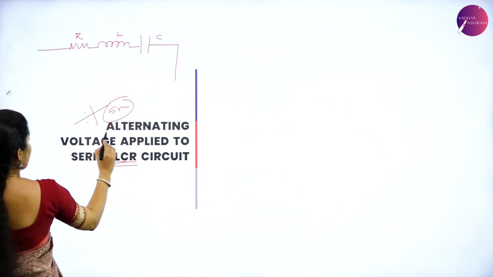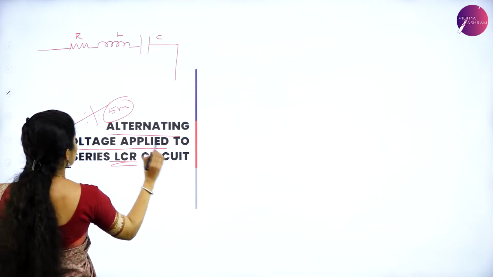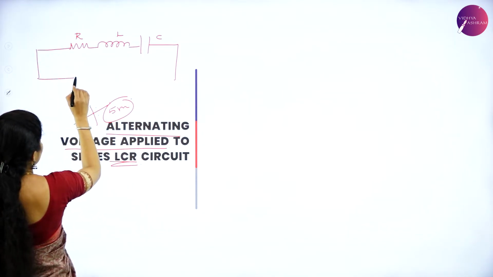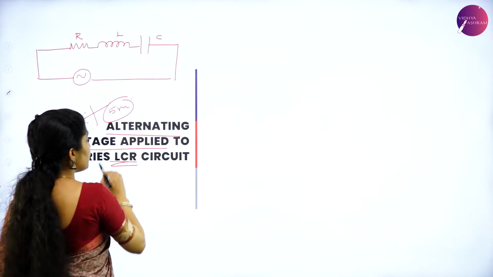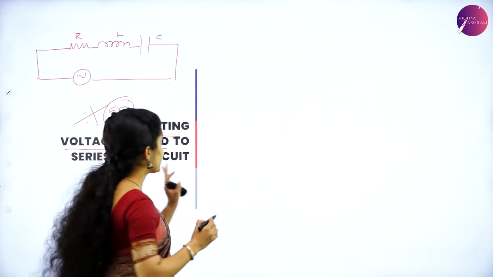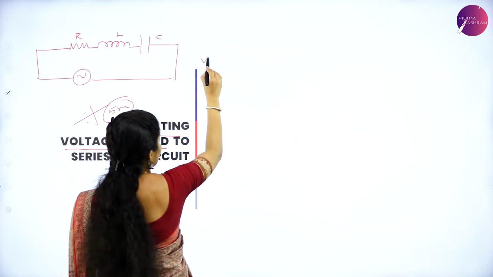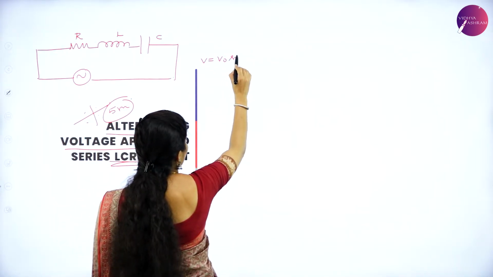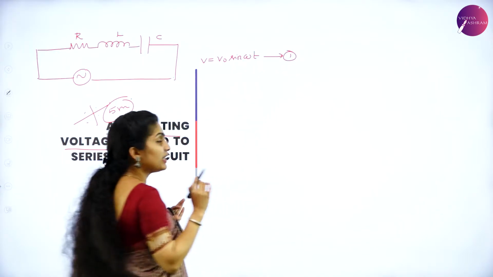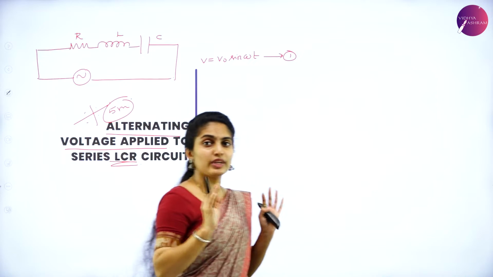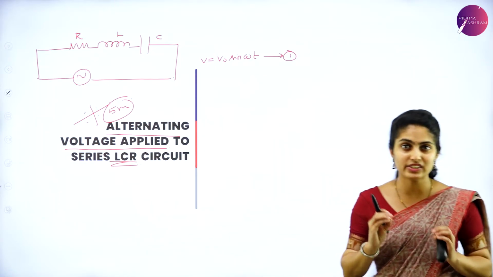What happens when we apply the alternating voltage to it? It is connected to a source which is known as an AC source, which gives the alternating voltage. We know that V is equal to V naught sine omega t is the first main equation we plot once we know that the alternating voltage is there.